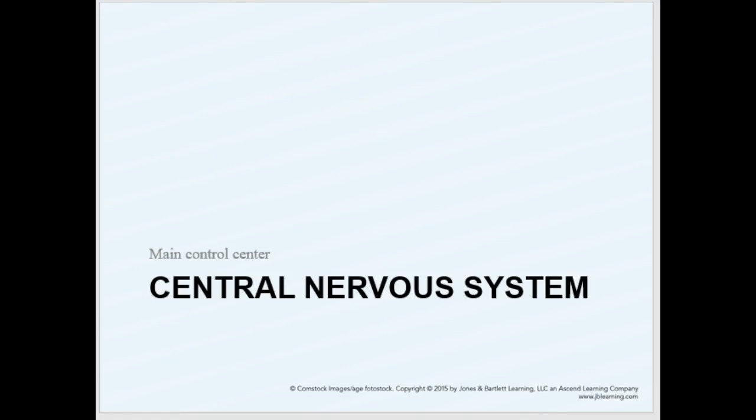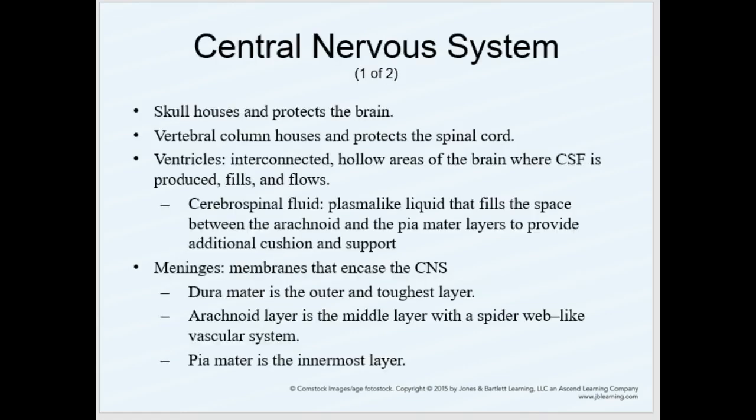Okay, so we're moving out of nervous tissue. You've got just some basics of nervous tissue. We're going to move into central nervous system, which is the main control center. So this is going to be the skull and the vertebral column, which is going to house the brain and the spinal cord. Okay.